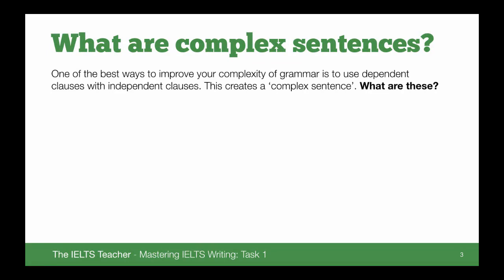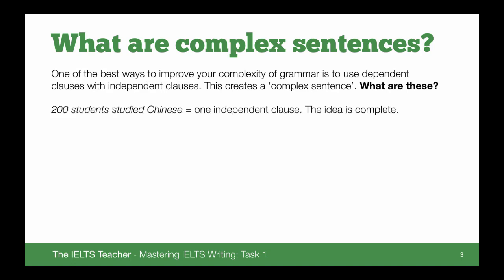Now, one of the best ways to improve your complexity of grammar is to use dependent clauses with independent clauses, and this creates a complex sentence. That is what a complex sentence is. It's when you combine a dependent clause with an independent clause. But what are these exactly? Now have a look at these sentences.